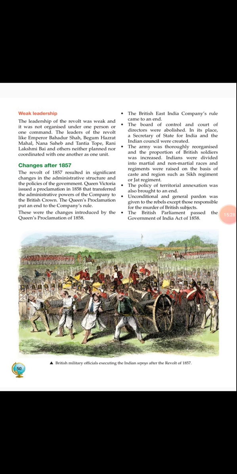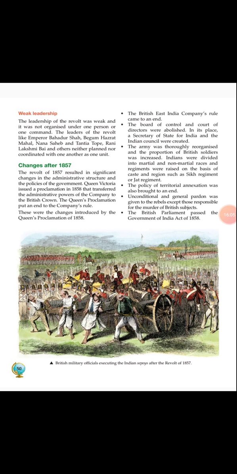Now, changes after 1857. What were the changes after the revolt of 1857? The revolt of 1857 resulted in significant changes in the administrative structure and the policies of the government. Queen Victoria issued a proclamation in 1858, meaning a new Act was declared by Queen Victoria in 1858 that transferred the administrative power of the company to the British Crown. Now the power came to the British Crown.